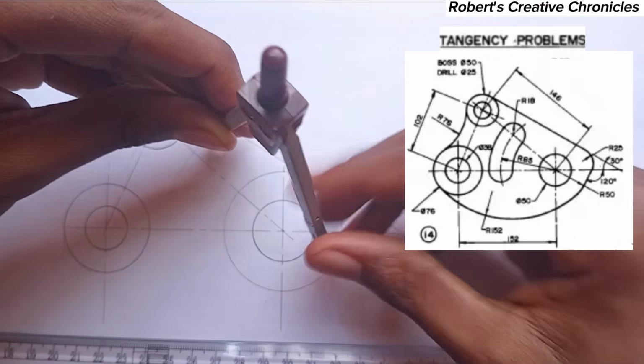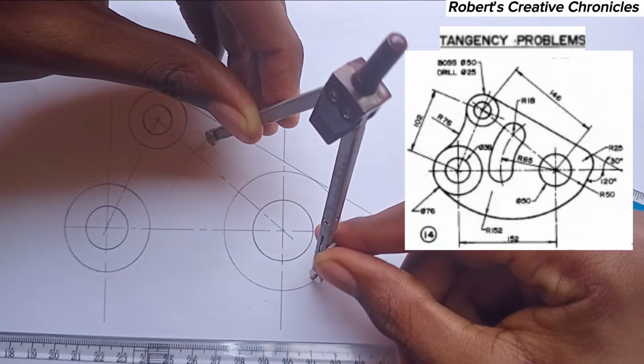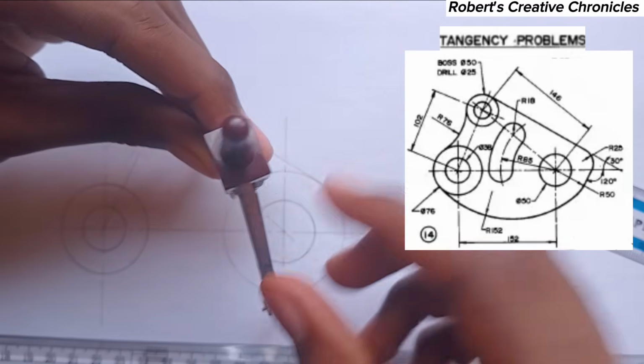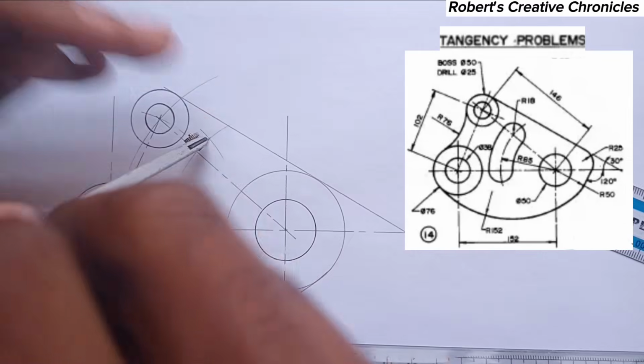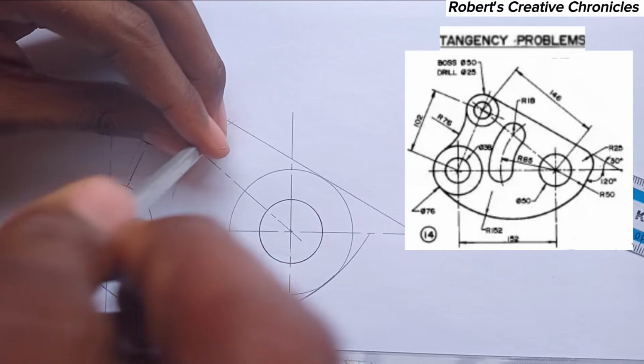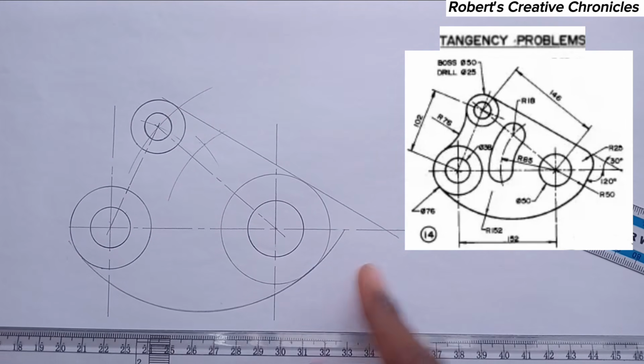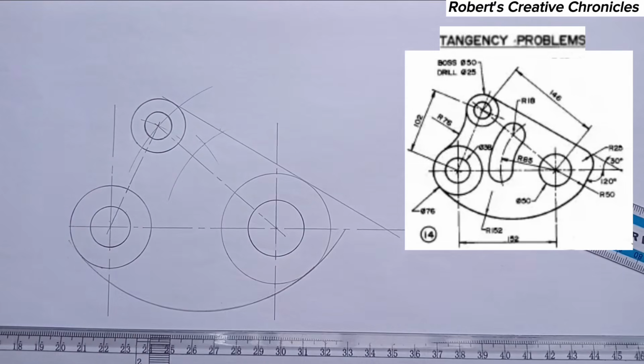So we'll adjust it to the end. So we'll adjust the arc from this point to draw it to here. So we have drawn this arc. Then let's draw this one.